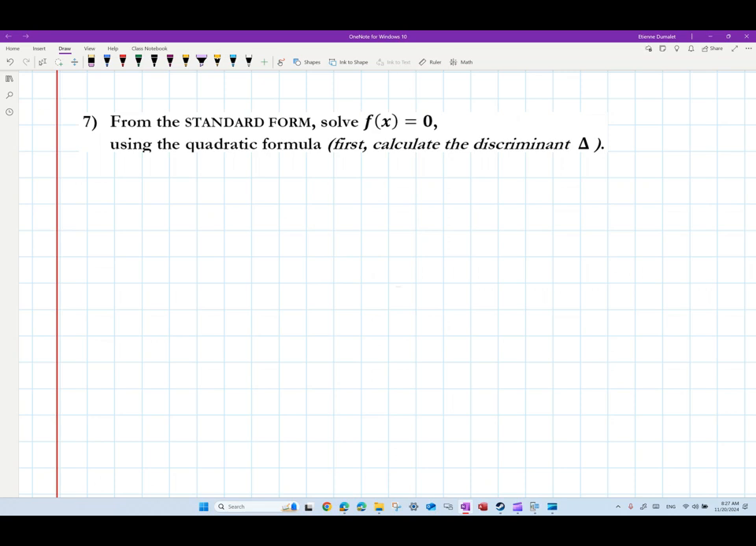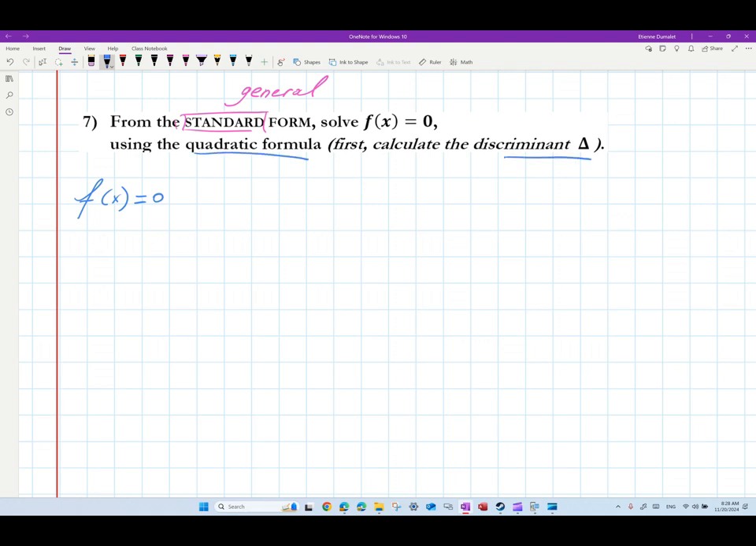Question number 7. From the standard form, let me repeat myself, that's the form that I personally call the general form. Well, it's not personal, you find that in many textbooks also. So I need to solve f of x equals 0, but using the quadratic formula.